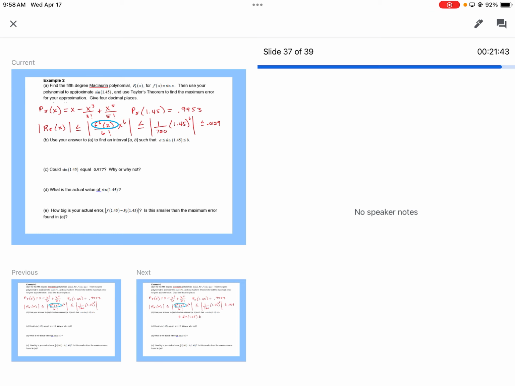All right, now based off of what we did in example 1, do you think you could do part B? Use your answer to find an interval from A to B such that sine of 1.45 falls between them. What's that really asking me to do? Take your approximation minus your error and your approximation plus. You use your radius almost as your error. Okay. So 0.9953 minus error, and 0.9953 plus error. Yes? Now again, you could just set that up and write on the left 0.9953 minus 0.0129 and 0.9953 plus 0.0129 on the right.